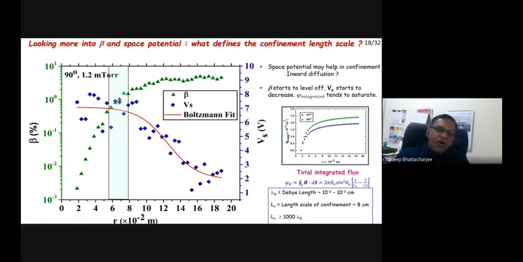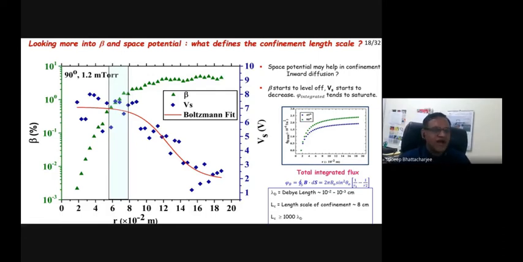So therefore, all of these, the plasma beta, the space potential, and the total integrated flux of the magnet, that saturation dictates the plasma length scale, because we have found that the plasma is confined up to the region where the space potential starts to fall down. And if you look at the box in the bottom corner, the Debye length of this plasma is about 2 to 3 millimeter. So the length scale of confinement is about 8 centimeter, and roughly you can understand it as 1000 lambda d. So what is the length scale of this confinement? It is about 1000 lambda d.